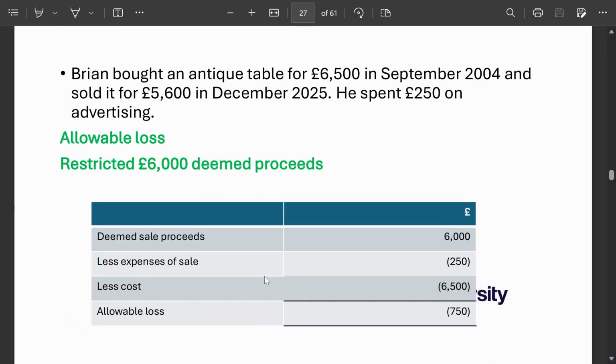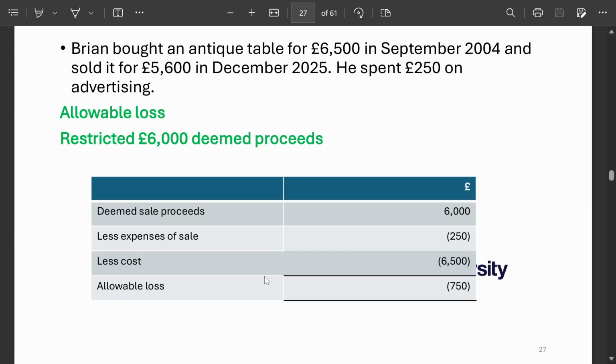Another one, okay? So he buys a table for 6.5K, sells it for 5.6K. That means this is falling in the top right corner, okay? Top right corner means you bought it for more than 6K, but you sold it for less than 6K.